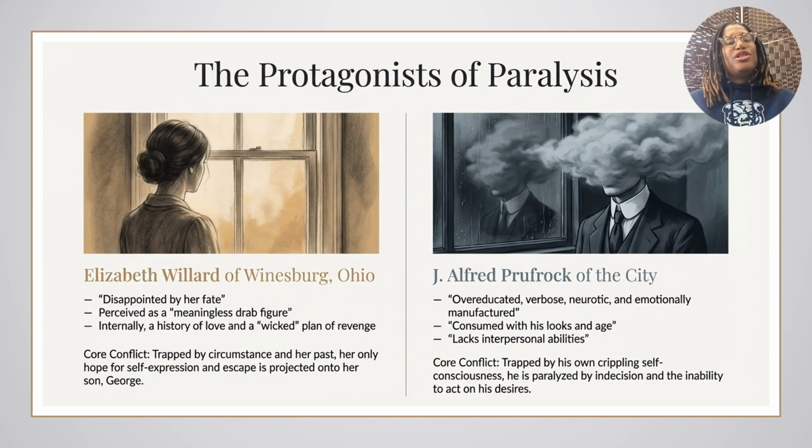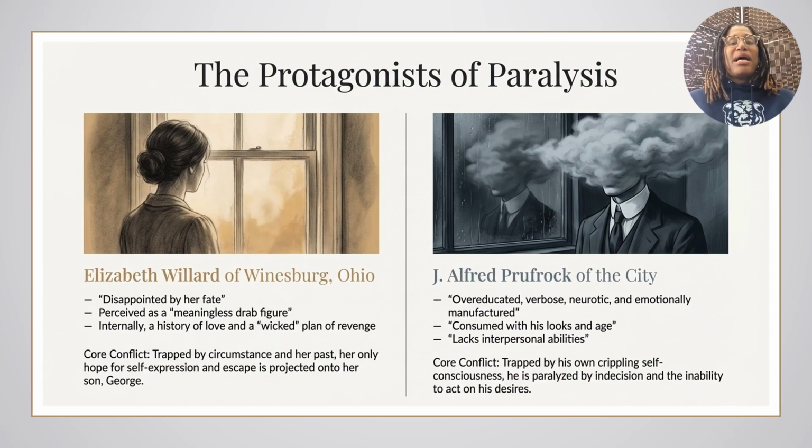Now we meet the two figures who anchor this unit's idea of paralysis, one shaped by the limits of a small town, and the other shaped by the pressures of the modern city. Elizabeth Willard represents the quiet tragedy of a life narrowed by circumstance.